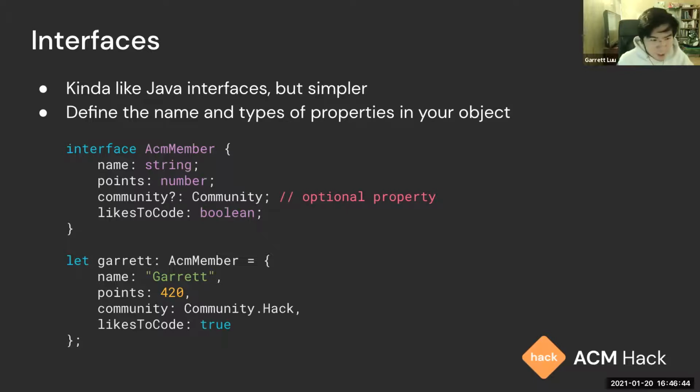So you want ACM members to have a name, they have points, and you want to know if they like to code. And community, so this is an optional property. Not every ACM member is part of a community, right? Some are just part of general ACM. So having this question mark here specifies that, yes, this is an optional property. So if I were to define a different variable, I don't necessarily need to include this property here. So this is an example. Yeah, it just has to follow this structure.